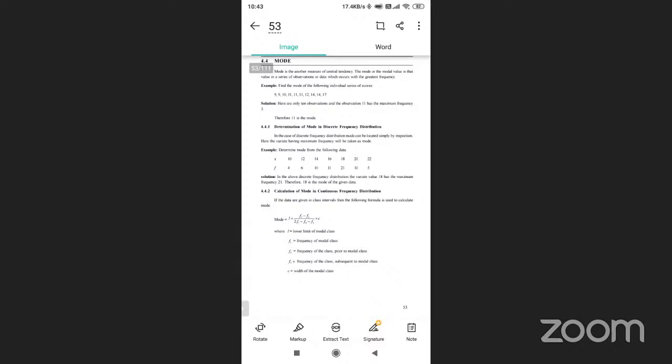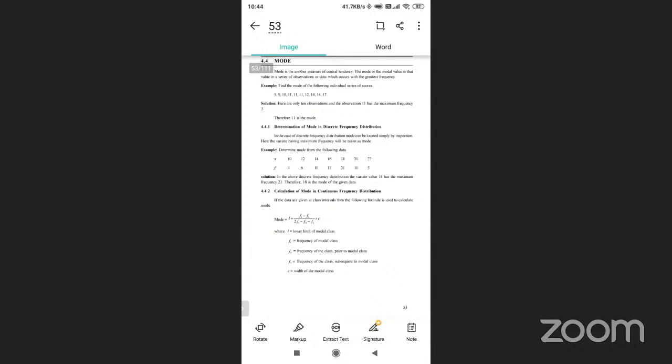Now coming to mode. The third one is mode. Mode is another measure of central tendency. The mode or the modal value is that value in a series of observations or data which occurs with the greatest frequency, that is, the frequency is maximum, or which occurs the maximum number of times. That should be known as mode.